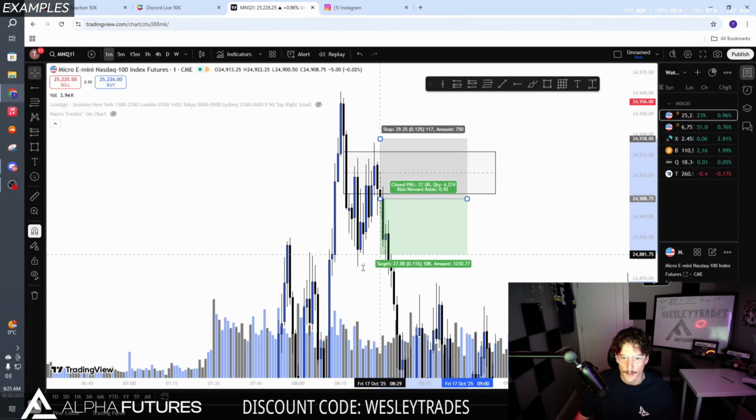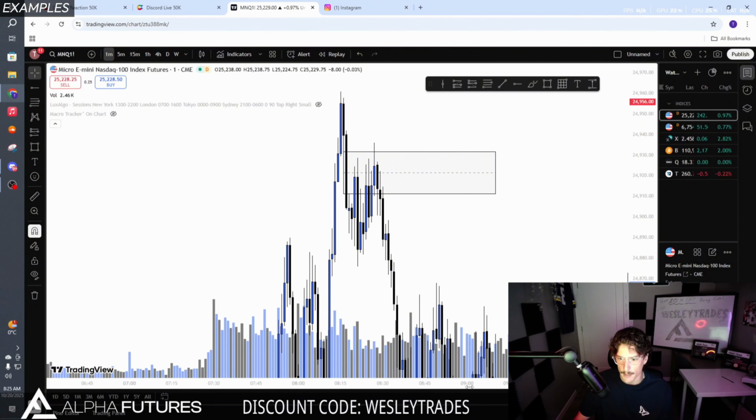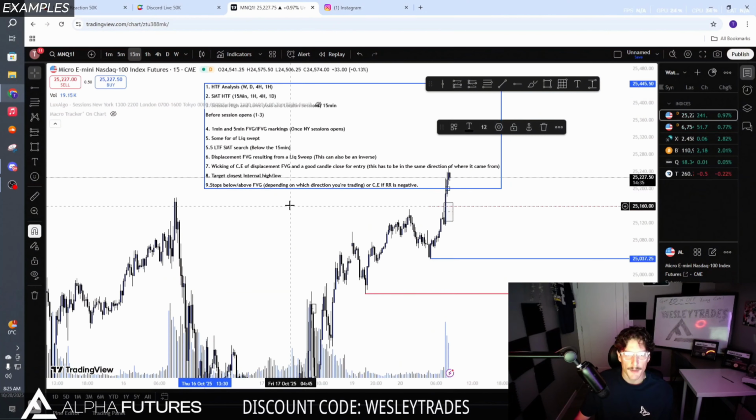Stops up here, stops below, boom. That is a decent trade right there. All right, let's get my thing back. Displacement fair value gap resulting from a liquidity sweep. This can also be an inverse.